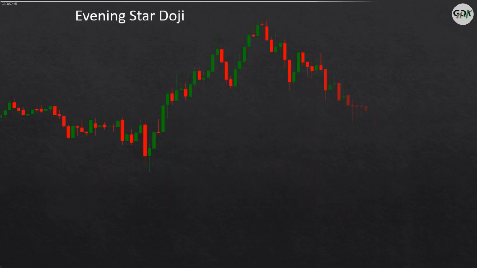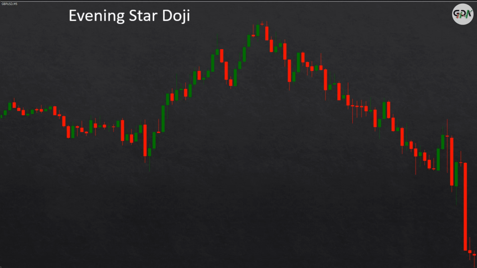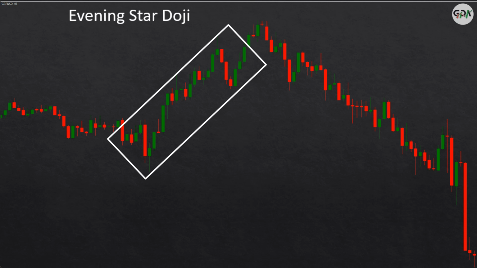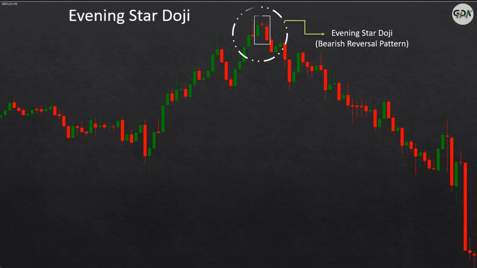Let us get into an example of evening star doji, which is known as bearish reversal pattern. Previous price action was in uptrend. Evening star doji is formed at the top or in the area of resistance, leading the price to down direction.